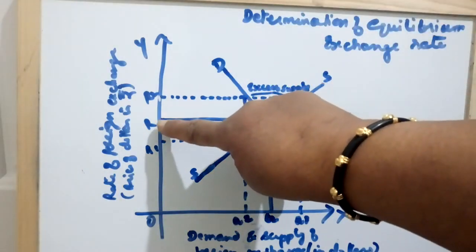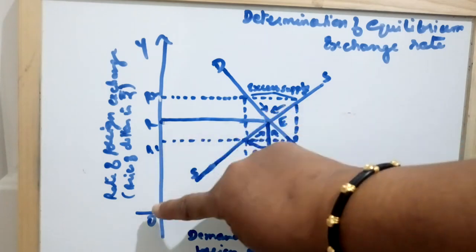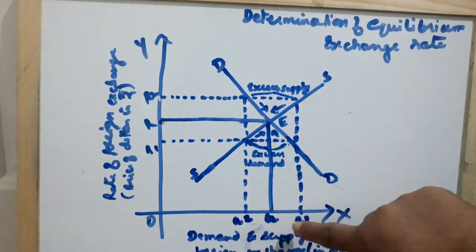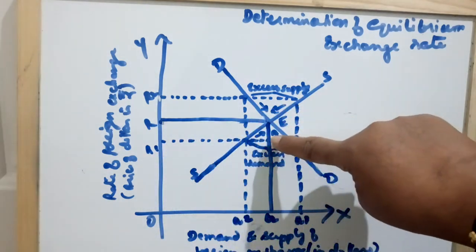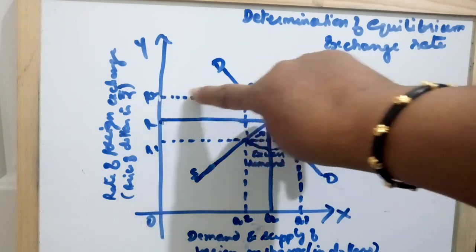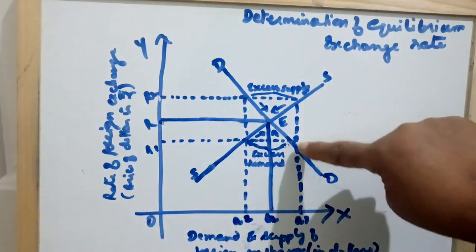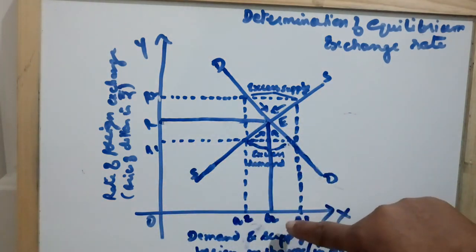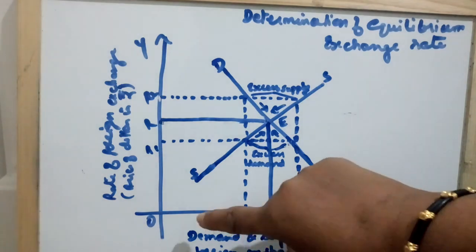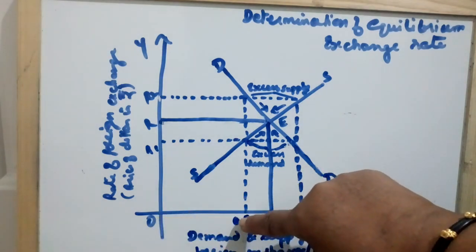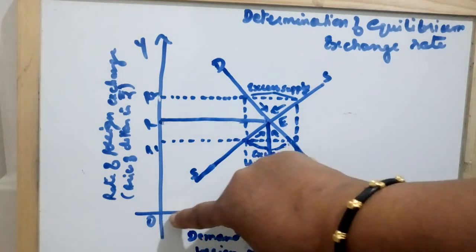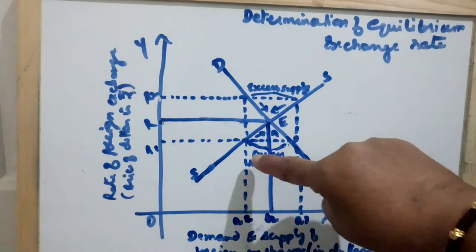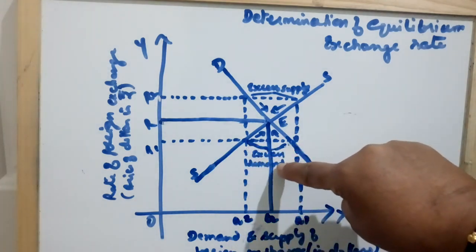If exchange rate falls to R1, that is OR1, the demand will rise to OQ1. See this dotted line. Earlier you saw the other dotted line. Now you look at this dotted line. At OR1 you find the demand increases to OQ1 and supply falls to OQ2. So here you find the excess demand. Between Q2 and Q1 you find the excess demand.